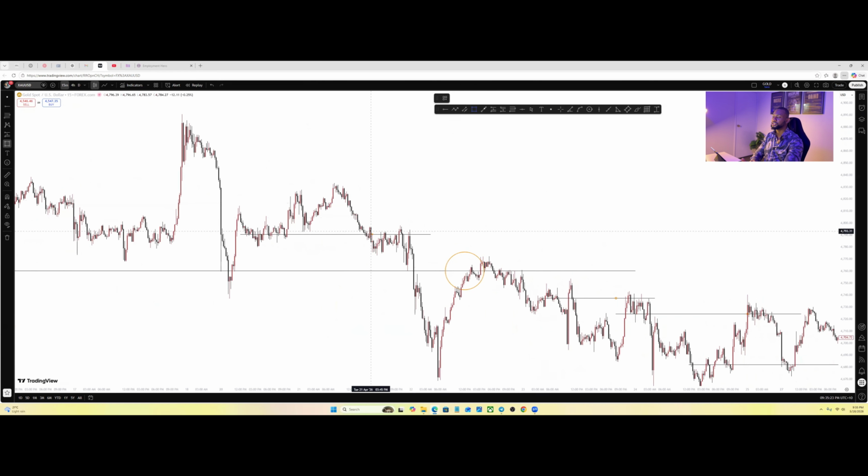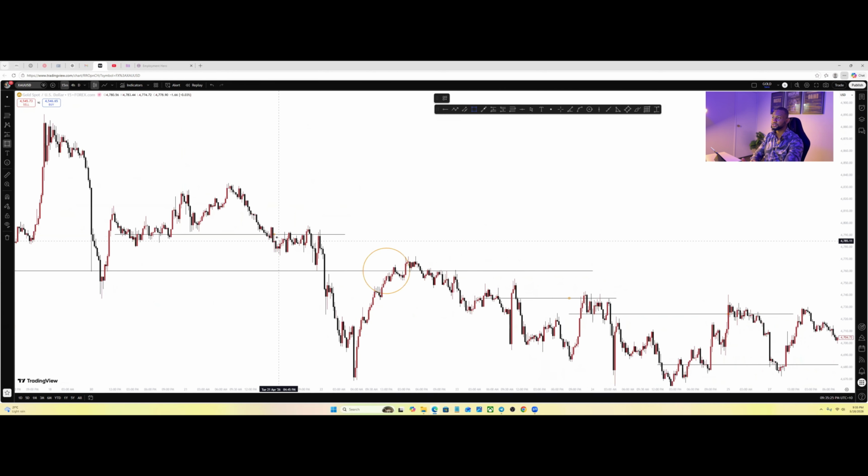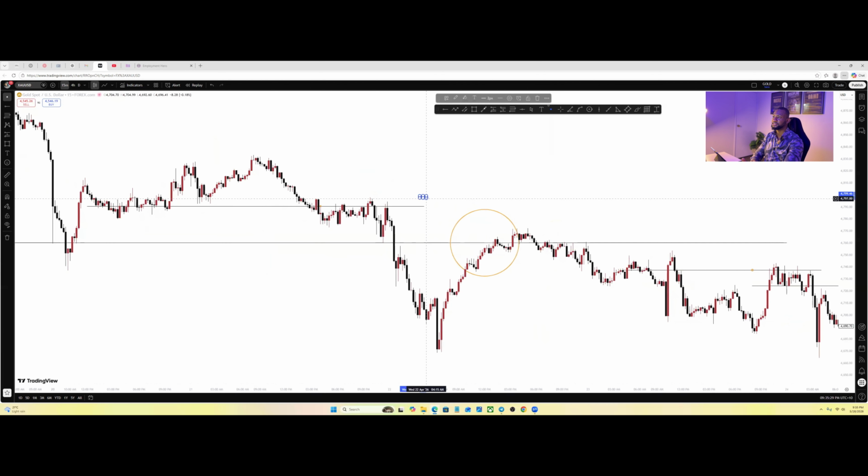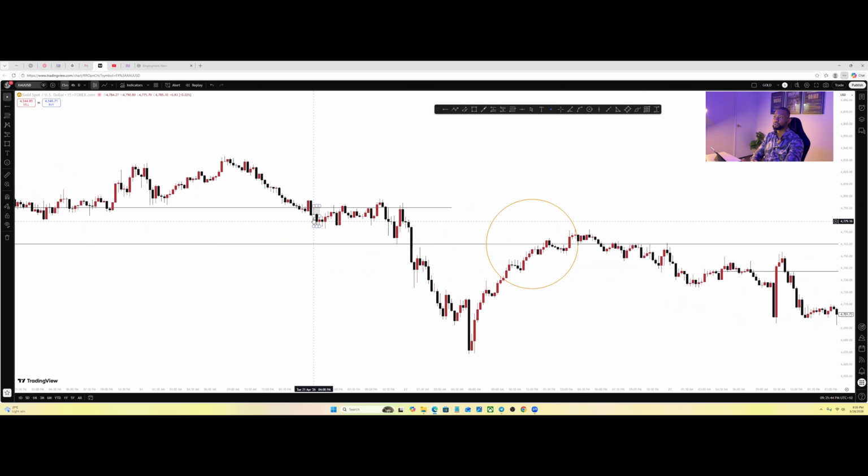As you can see, this was the retest, okay? Let me expand it. This slight rejection right here was the retest, and after the retest was this bearish engulfing that engulfed the previous candle. As you can see, this is a bearish engulfing. This was the retest, and this was the bearish engulfing.